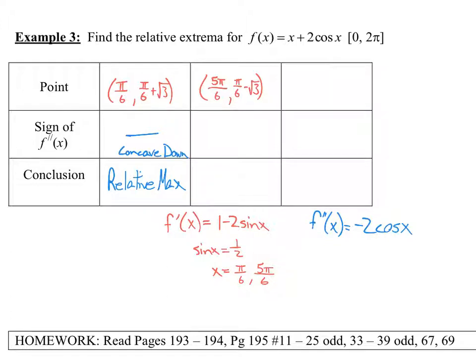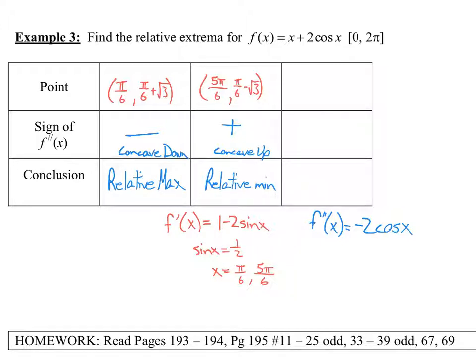What do you get when you plug in 5 pi over 6? Positive something, because it's a negative 2 times a negative root 3 over 2. So the negative and negative is positive. So this is concave up, which you don't have to write in. So that means that point is a relative minimum. Make sense? This is the kind of thing that you'll need to be able to do.